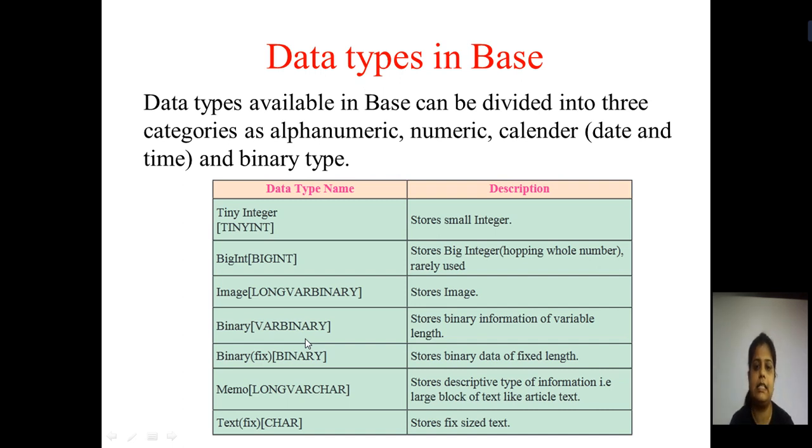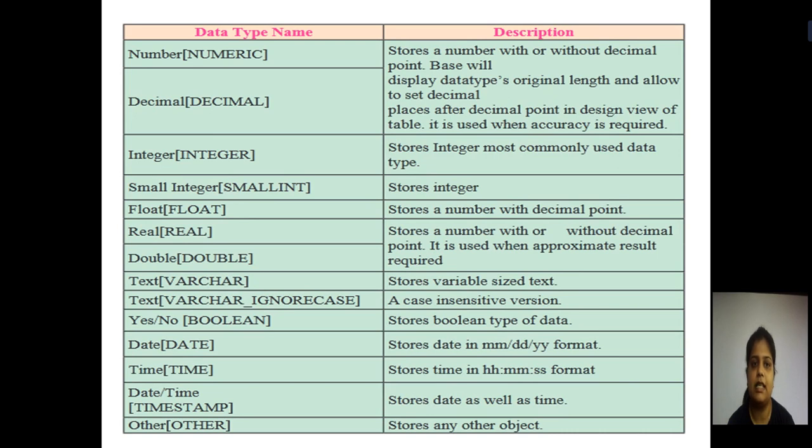The next data type is text. Now what is the use of text? By using the text data type, you can store a fixed size text in your database. If you want to store a fixed size text in your database, at that time you will use the data type text. The next data type is number.